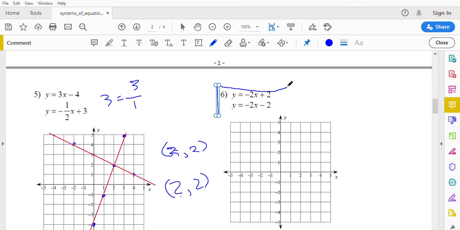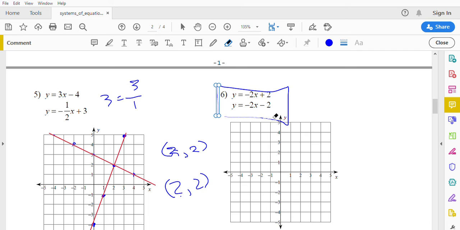The last one I will want to go over is number 6. And the reason we'll go over number 6 is that this is going to be a unique case. These lines are going to be parallel. This is actually a unique case because there are not going to be any solutions. There's not going to be any intersections.